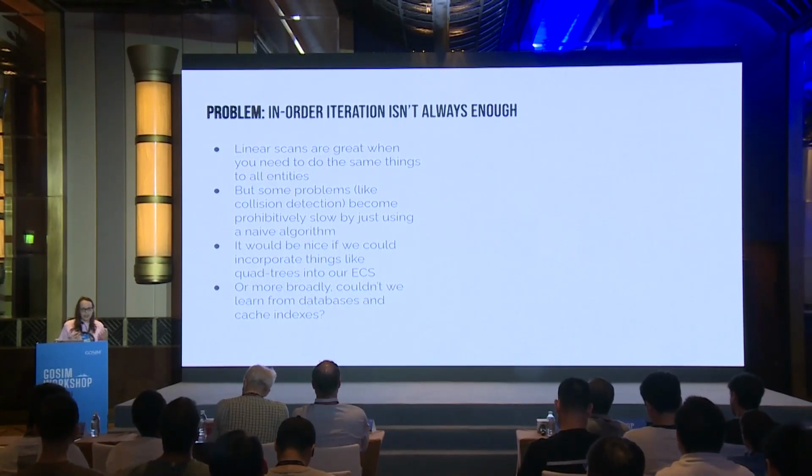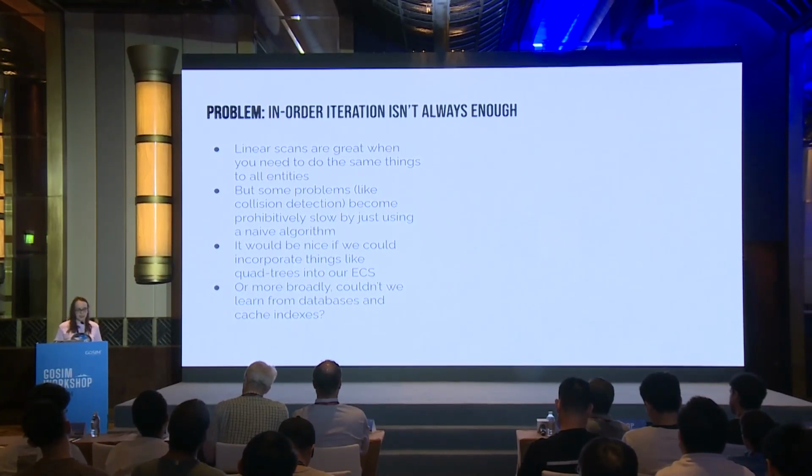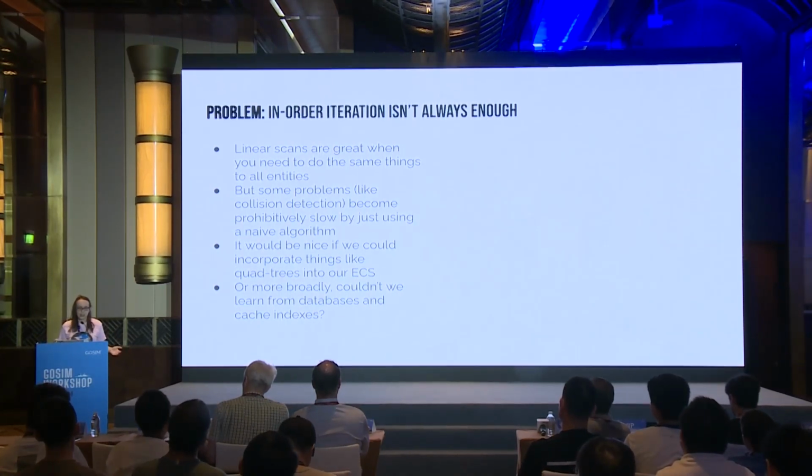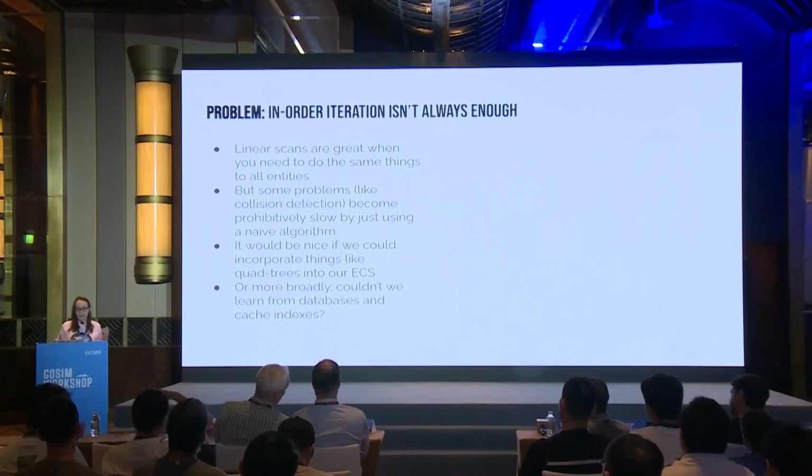But wait, ECS is basically just a database, right? It's a specialized in-memory database with strange performance characteristics, but this is just a database. These are just database indexes. How could we go and expand this idea into a first-class feature?